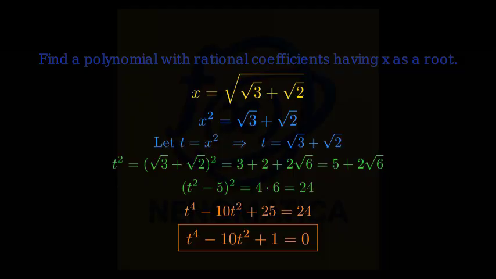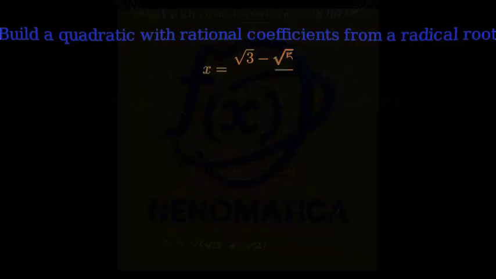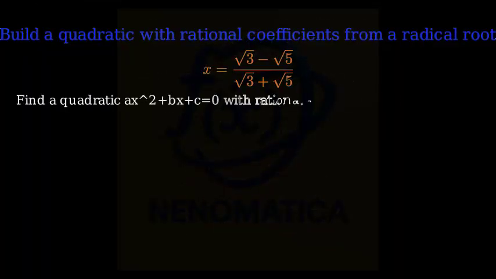Step 4. Recall that t equals x squared. Substitute back to convert the equation into x. Replace t by x squared to get x to the 8th minus 10x to the 4th plus 1 equals 0. And here is our goal: a quadratic with rational coefficients that has this x as a root.